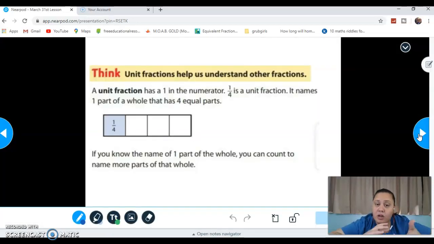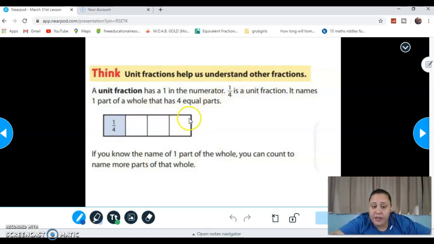And we're going to now talk about unit fractions. Unit fractions help us understand other fractions. So here's the example we're doing today. A unit fraction has 1 in the numerator. 1/4 is a unit fraction. You can't call 3/4 a unit fraction. It's naming one piece. So the unit means one piece. So when I'm asking for what is the unit fraction, it's always going to have 1 in the numerator.